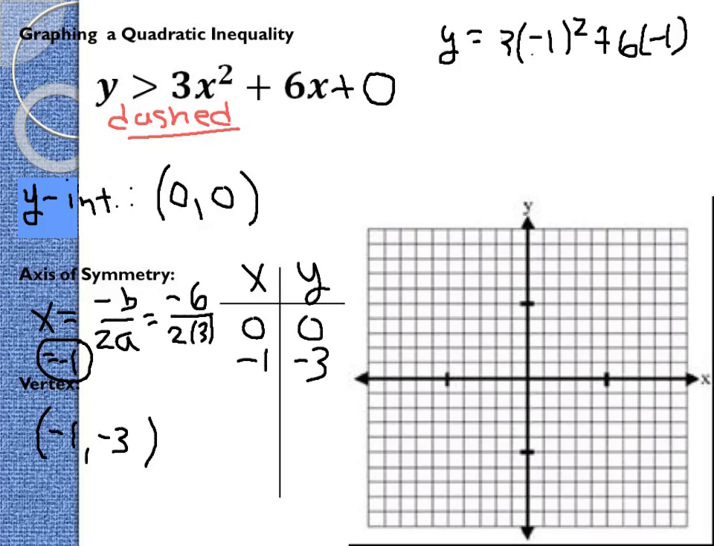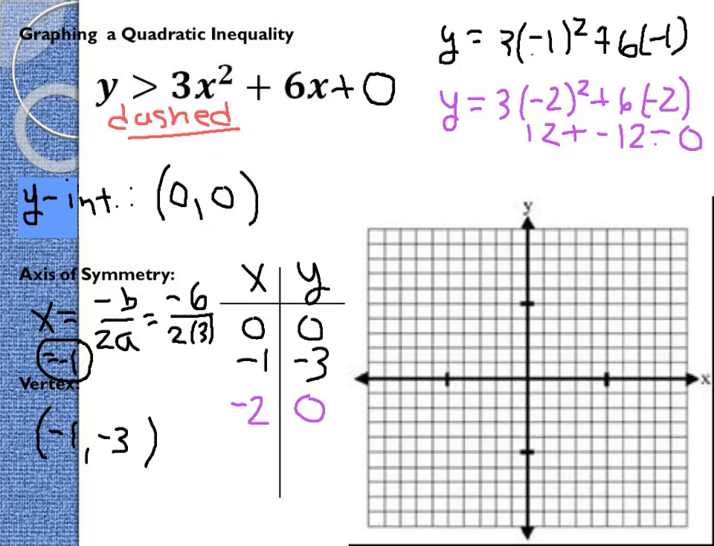So I want to choose one more point, and I'm going to pick the x value negative 2. And so plugging that in for my x values, I get y is equal to 3 times negative 2 squared plus 6 times negative 2. And that gives me the y value: negative 2 squared is 4, times 3, which is 12. And 12 plus 6 times negative 2 is negative 12. And that gives me the value 0.